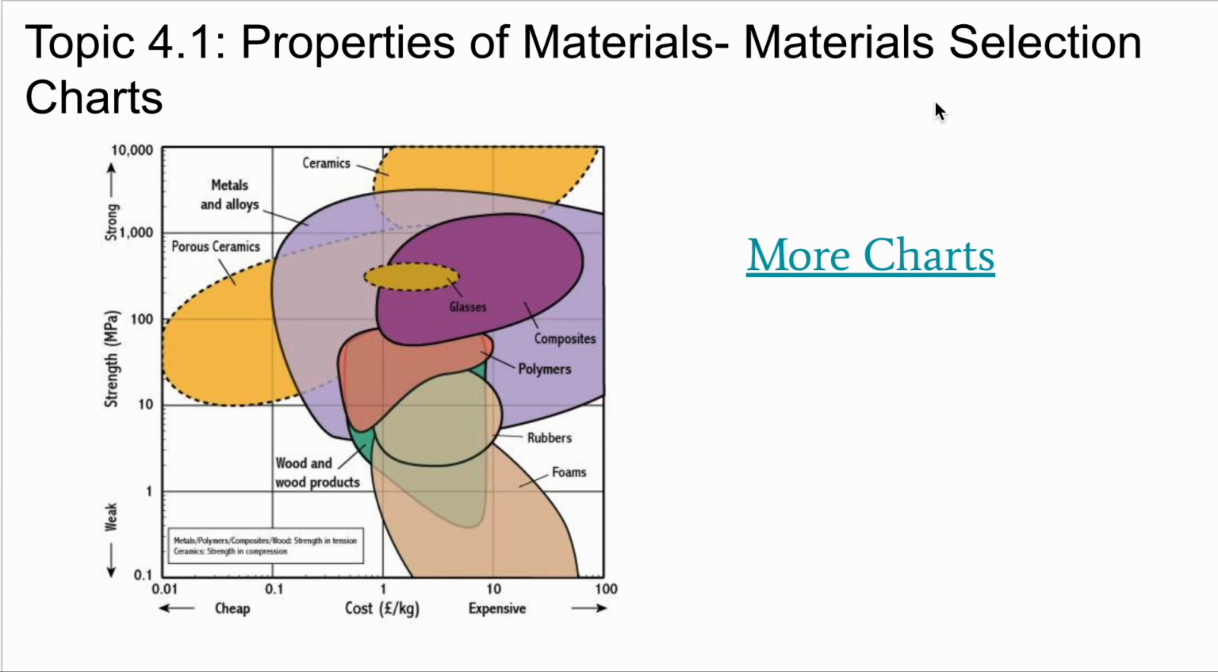There are lots more charts for these here, and it's a great way to justify your choice of materials when you're doing Criterion C.